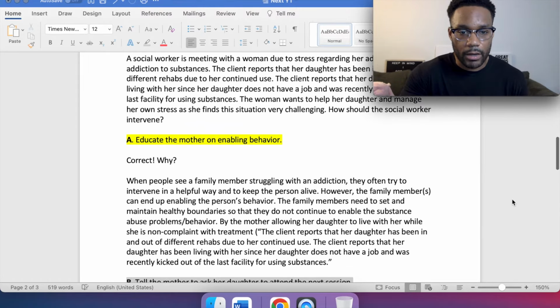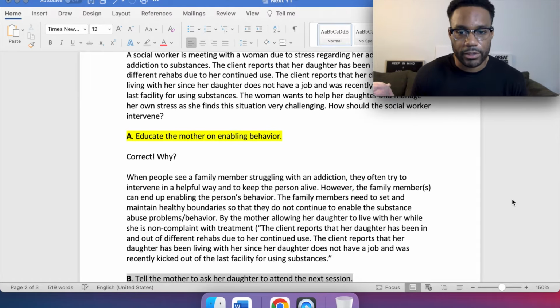Why? When people see a family member struggling with an addiction, they often try to intervene in a helpful way and to keep the person alive. However, the family member or members can end up enabling the person's behavior. The family members need to set and maintain healthy boundaries so that they do not continue to enable the substance abuse problem/behavior.